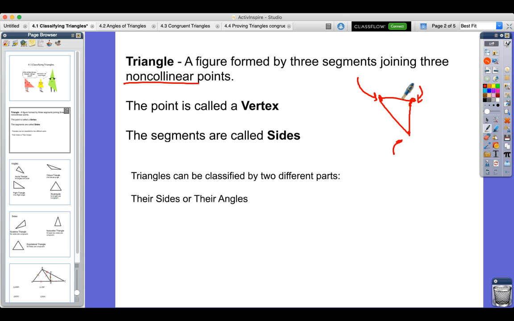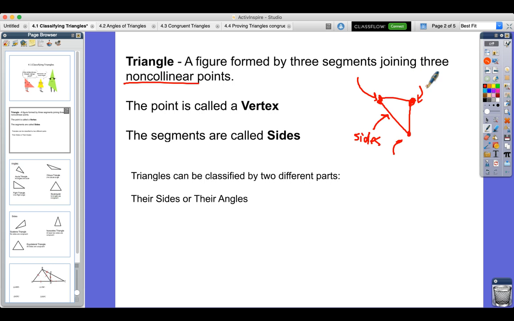Now, the points of a triangle are called vertices. They're the intersection of the segments right there. And the segments themselves are called the sides of a triangle. There's three sides. Now, triangles can be classified in two different ways, by their sides and by their angles. Let's start out with their angles.